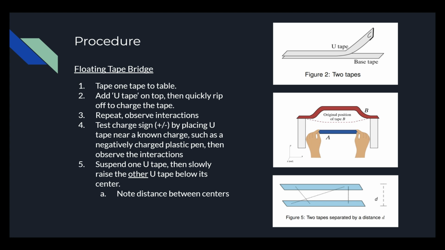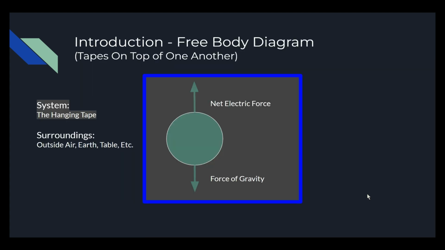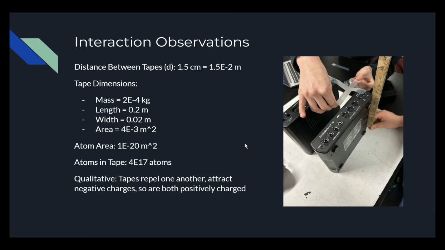And that's going to help you determine the sign of the charge, because the pen is going to be negatively charged. Then you're going to suspend one of the tapes between two towers, raise the other beneath it, and notice the distance between the two in the y-axis. So as you can see here, the net force is going to be zero between the electric forces and the forces of gravity, which are going to be equal and opposite to each other. So we're going to observe it.